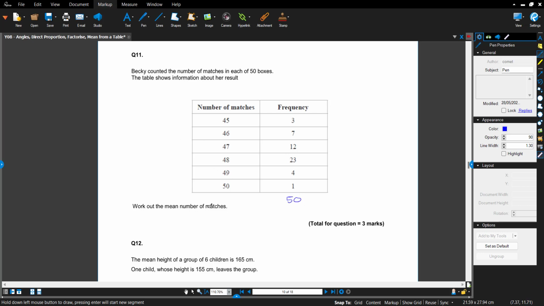Work out the mean number of matches per box. So the mean will be the number of matches over the number of boxes. That'll give us the mean matches per box. Okay. So frequency, well, this is the number of boxes, 50 boxes. So if you want, you could just write that down here, boxes. So the total number of matches is going to be over here, even though they have it there.